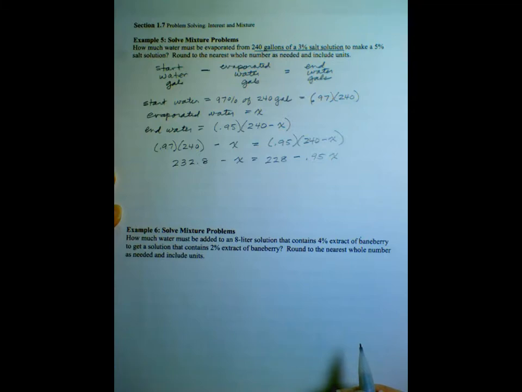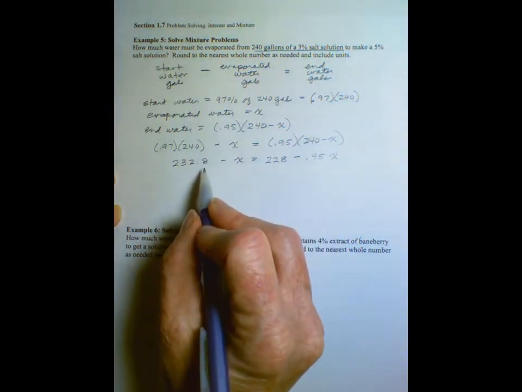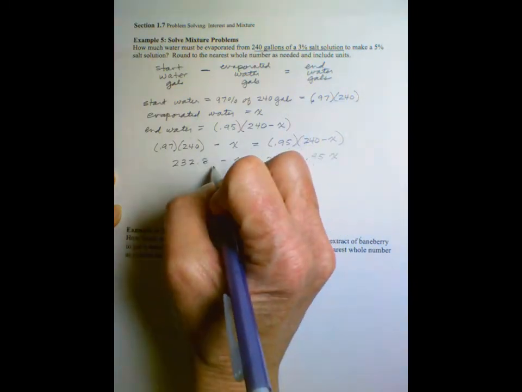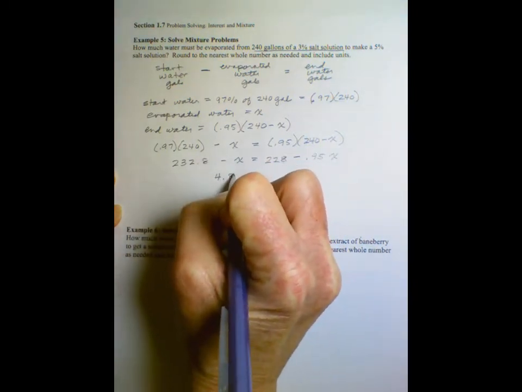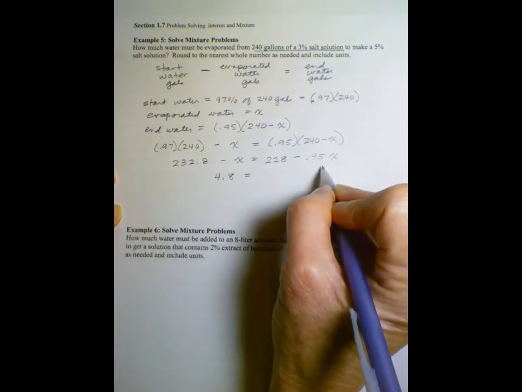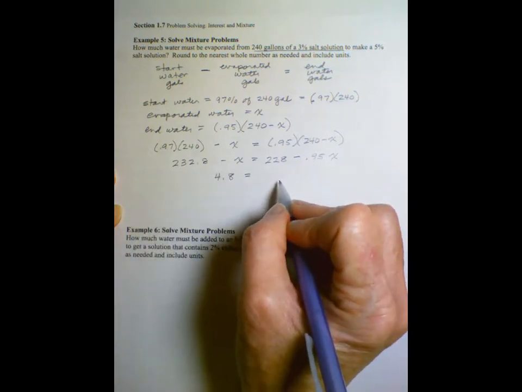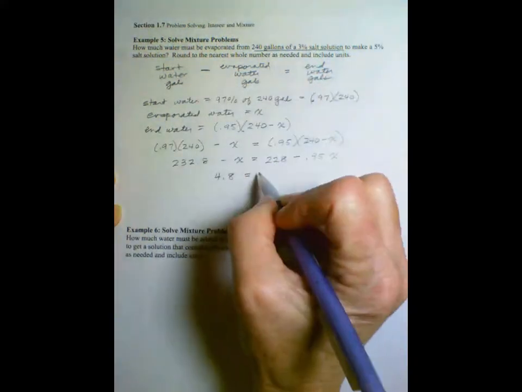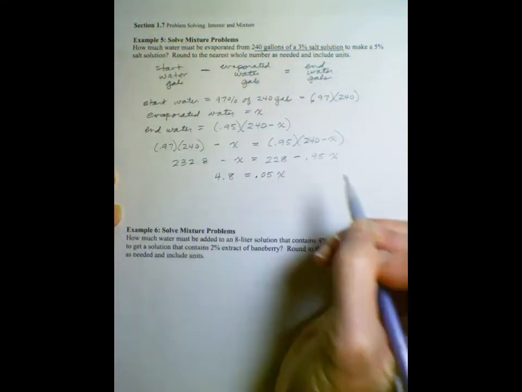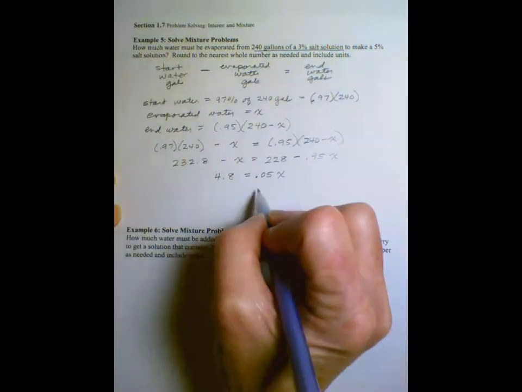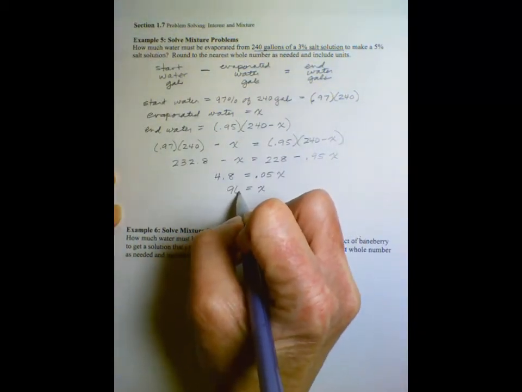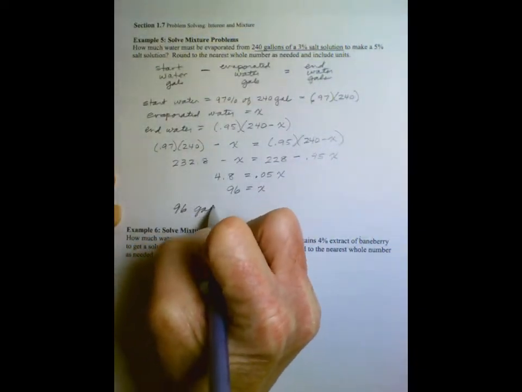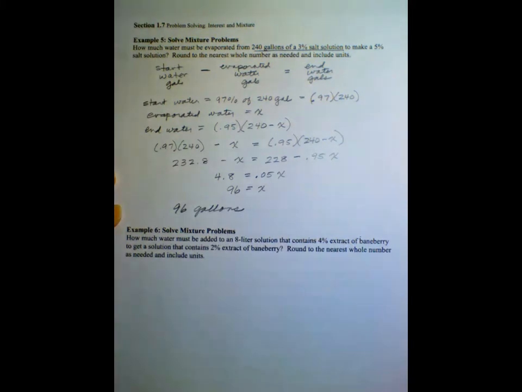Okay, and then what do we want to do? We'll subtract 228 from 232.8, and that's 4.8, and add X to both sides, so negative 0.95 plus 1 is 0.05X, and divide both sides by 0.05, and X is 96. So how much water must be evaporated? 96 gallons must be evaporated.